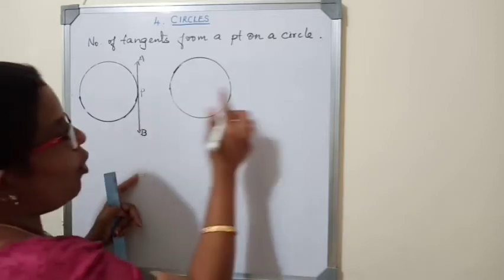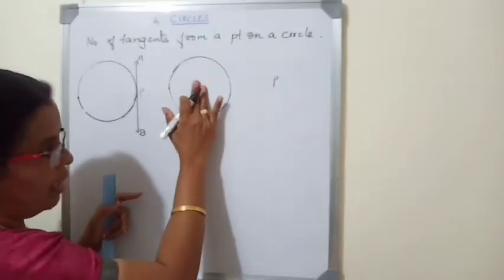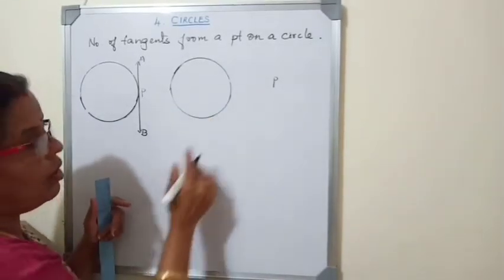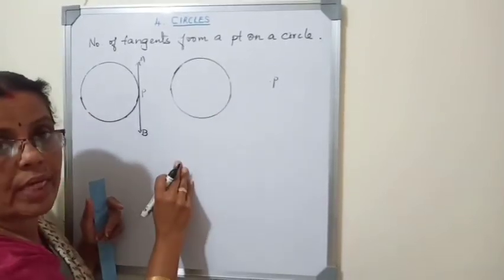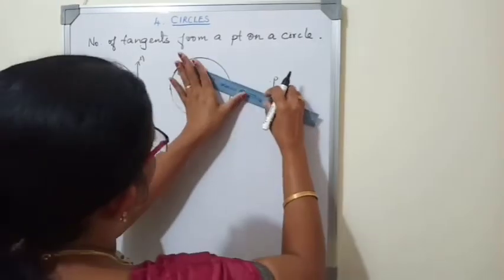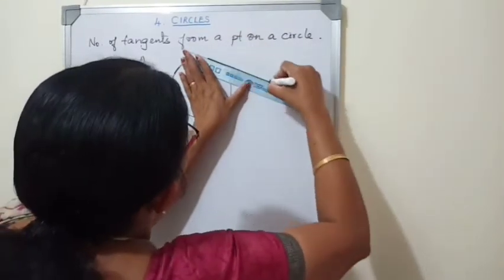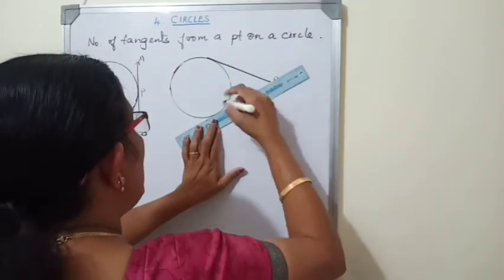Now, if the point is outside the circle, an external point to this circle, how many tangents maximum can we draw? So P is the point outside the circle. How many tangents can we draw? Maximum we can draw two tangents, one like this and another one like this.